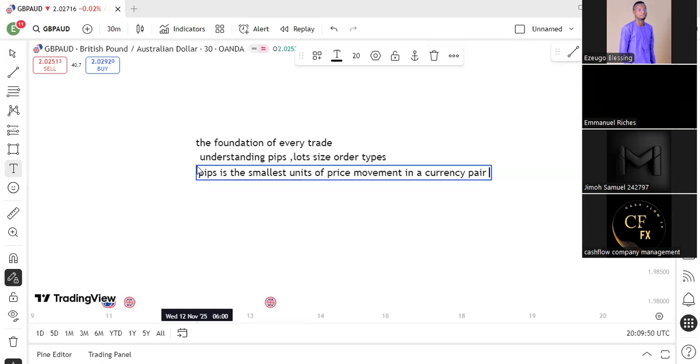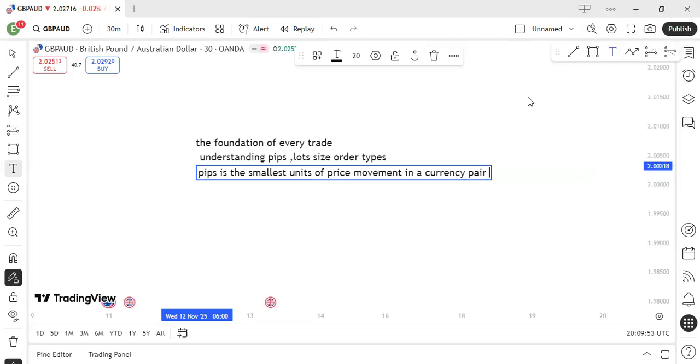When we talk about pips, we are talking about the movement of the market. So you have to understand that pips is the movement of the market. That's what you understand. It's the smallest unit of price movement.